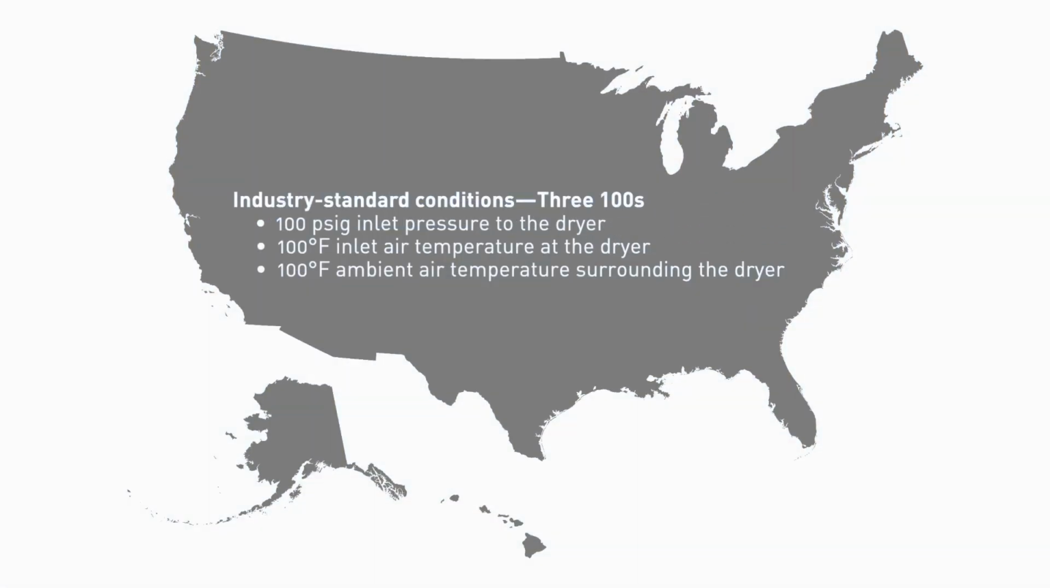Most refrigerated dryer manufacturers market their dryers with a nominal SCFM rating at a specific dew point temperature under specific industry standard conditions. In the United States, these industry standard conditions are 100 psig inlet pressure to the dryer, 100 degrees Fahrenheit inlet air temperature at the dryer, and 100 degrees Fahrenheit ambient air temperature surrounding the dryer. If any of the three conditions are different from 100, 100, 100, then correction factors must be applied to the nominal rating of the dryer to obtain the actual rated flow of the dryer at the actual conditions.